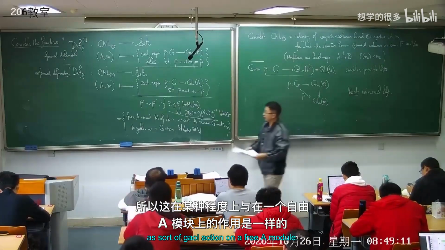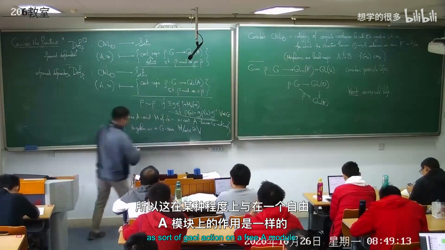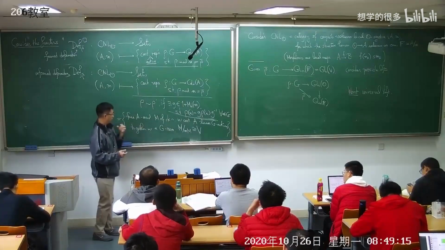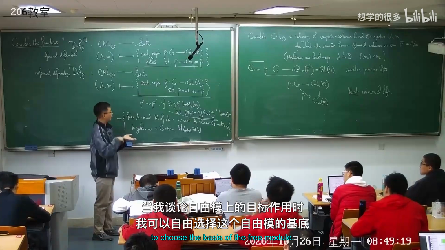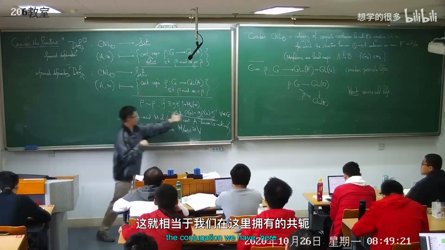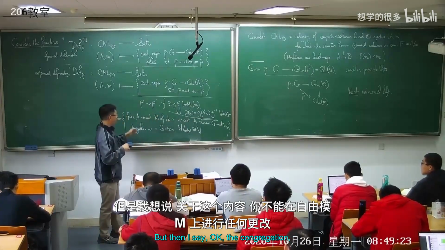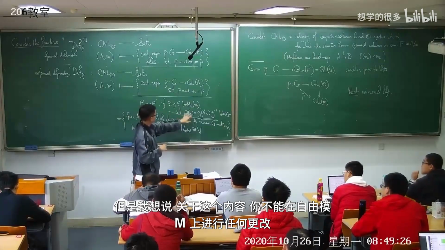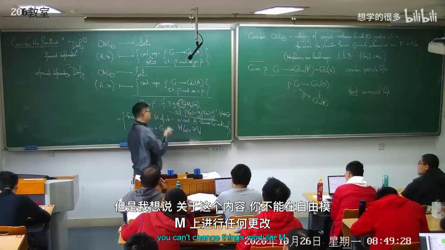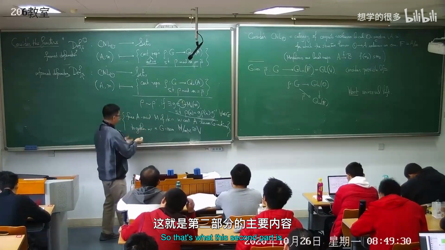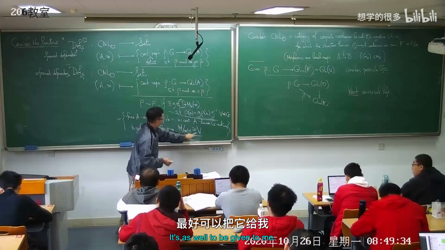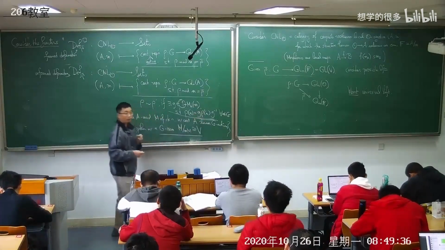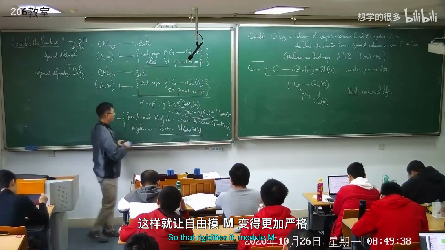So that's the same thing as a Galois action on a free A module. When I say Galois action on a free module, I have the freedom to choose the basis of the free module. So that amounts to the conjugation we have over here. But then the conjugation can't change things modulo m, so that's what this second part is. So I really want this M modulo m_A M to be isomorphic to the V given to me. So that rigidifies it modulo m.